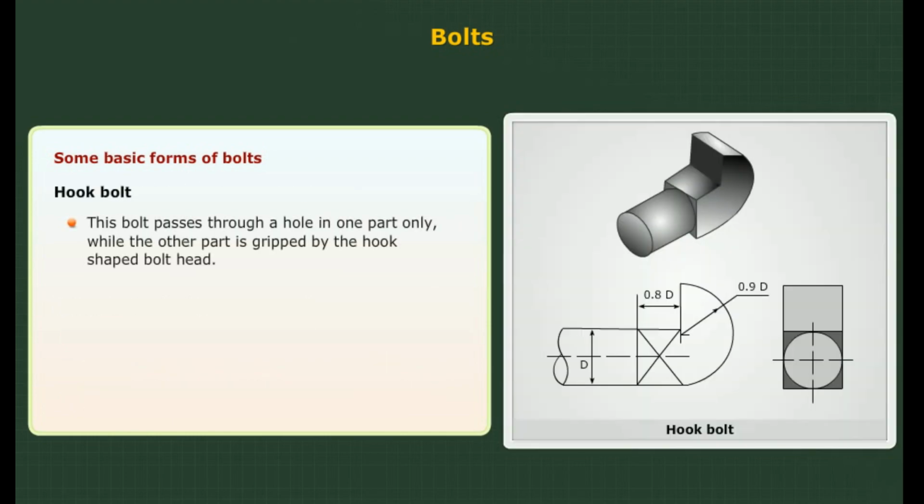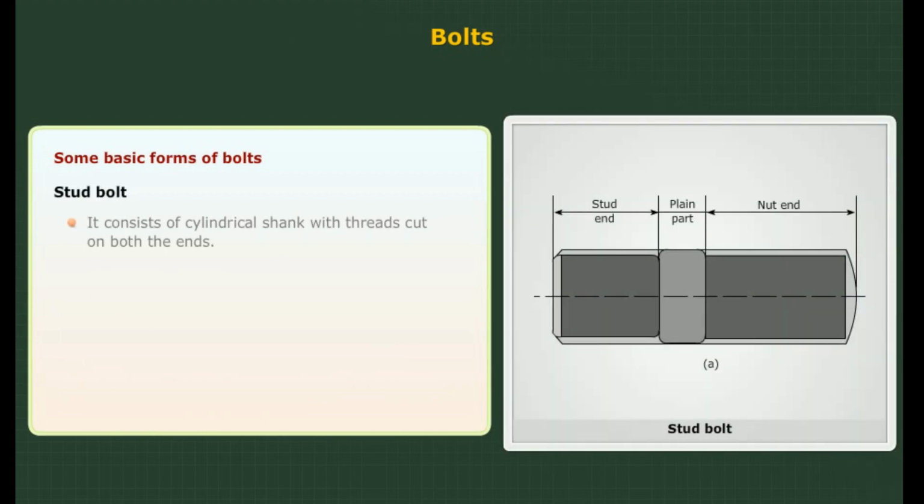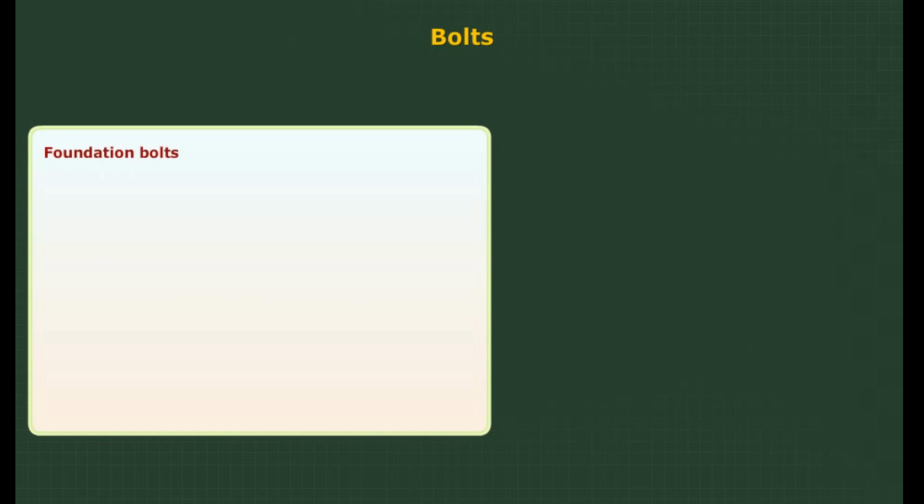Hook bolt. This bolt passes through a hole in one part only, while the other part is gripped by the hook-shaped bolt head. Eye bolt. It is used in lifting of heavy machineries like electric generators, motors, turbines, etc. For fitting an eye bolt, a tapped hole is provided above the center of gravity. Stud bolt. It consists of cylindrical shank with threads cut on both the ends. It is used where there is no place for accommodating the bolt head, or when one of the parts to be joined is too thick to use an ordinary bolt.